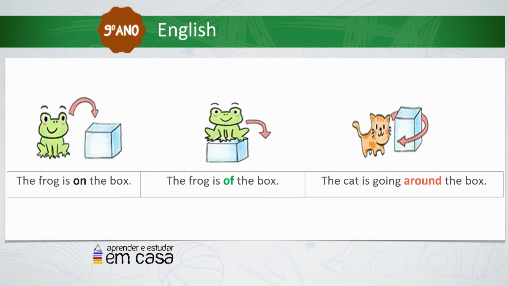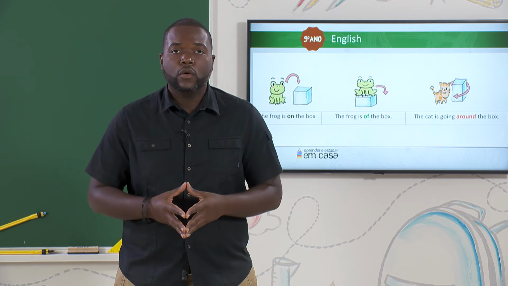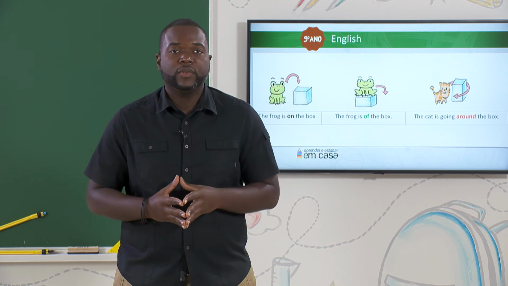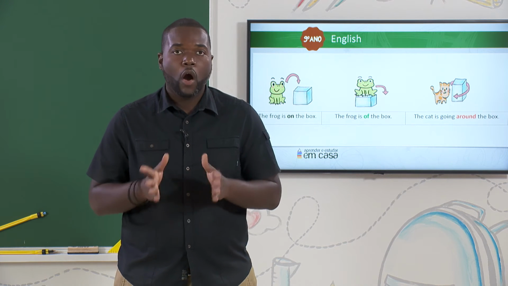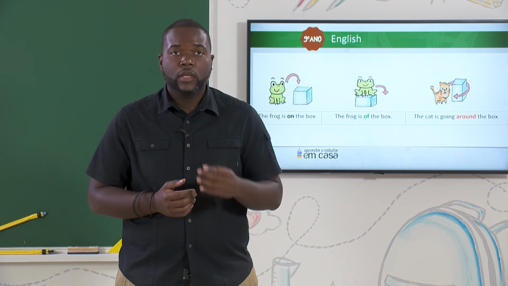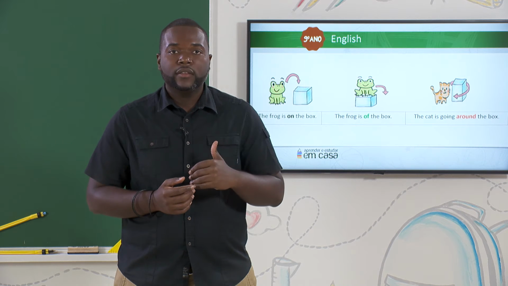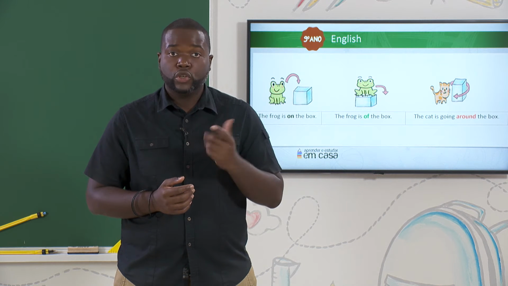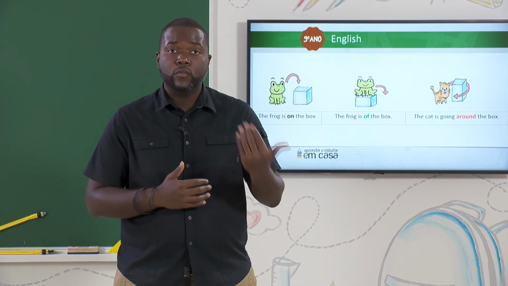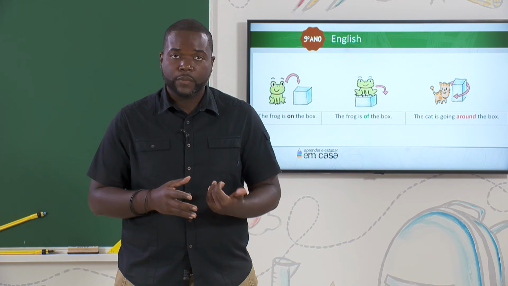The cat is going around the box, all right? This is a different movement, around the box, all right? Okay, students, those were 3 more prepositions of movement: on, off, and around. Don't forget, look at the arrows that are showing you what is the movement that the animals are doing, okay?